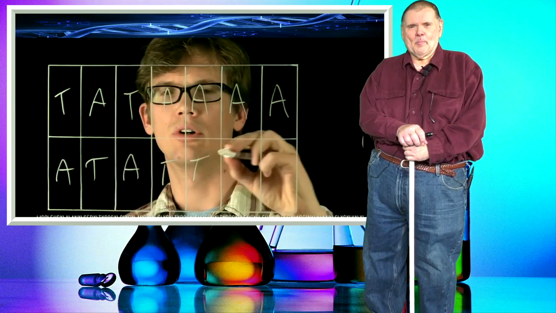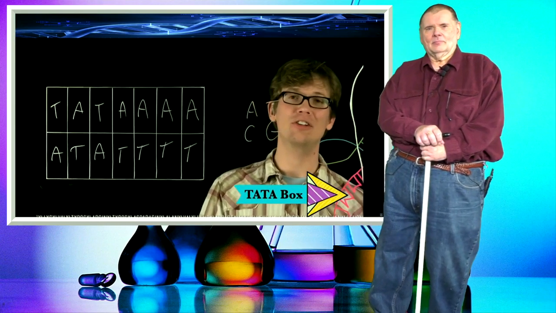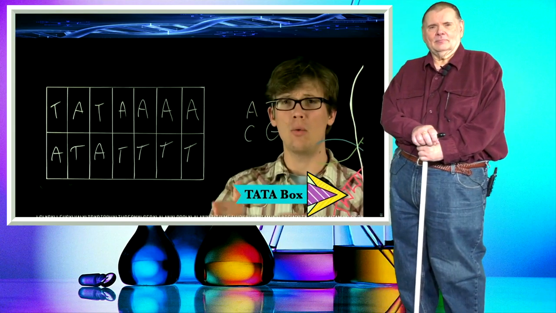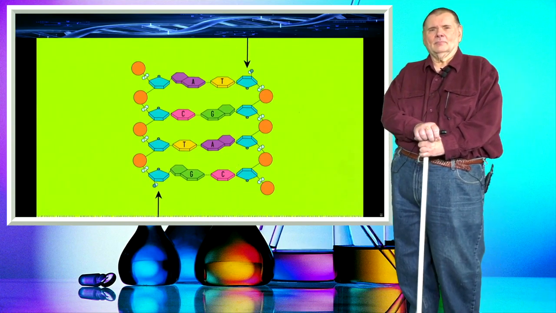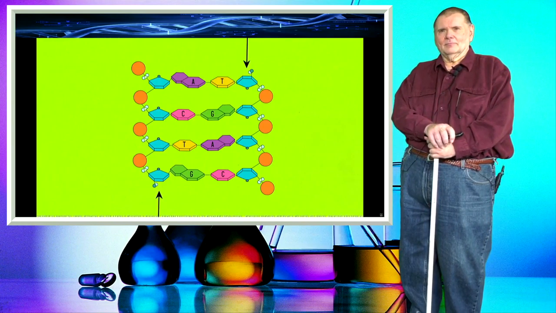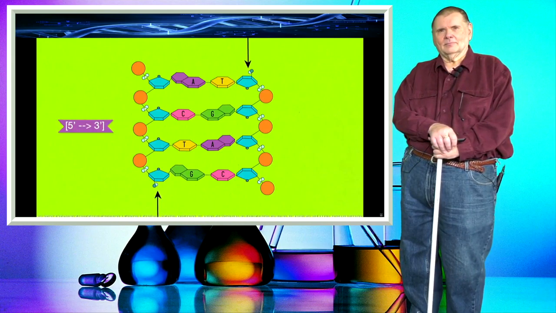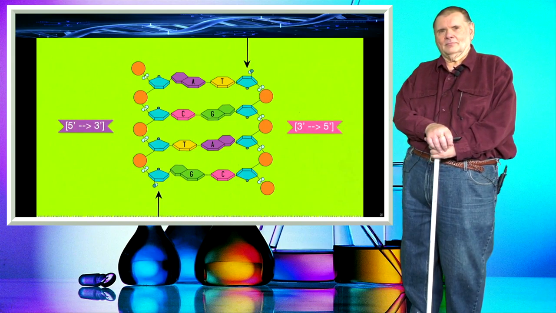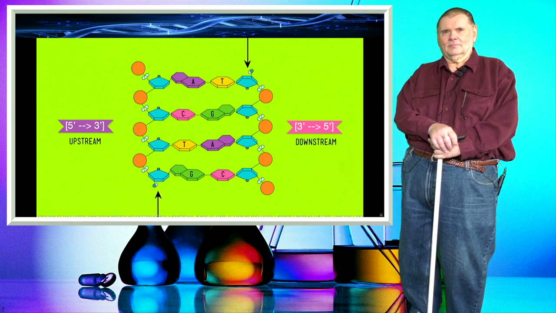Because you know how this works, right? This is called the TATA box. It's nearly universal, and it helps our enzyme figure out where to bind to the strand. Now, you'll remember from our episode about DNA structure that DNA strands run in one of two directions, depending on which end of the strand is free and which end has a phosphate bond. One direction is 5 prime to 3 prime, and the other direction is 3 prime to 5 prime. In this case, upstream means toward the 3 prime end, and downstream means toward the 5 prime end.